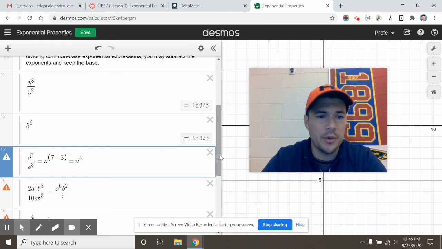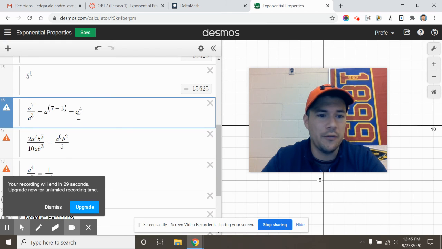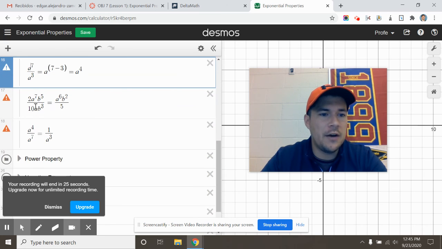Here's how it works with algebraic expressions. If I have a to the 7th over a cubed, that's going to be a to the 4th, because I can say 7 minus 3. If I have 2a to the 7th, b to the 5th over 10a b to the 3rd, the numbers continue dividing the same way. 2/10 is 1/5, so keep the 5 in the bottom. A to the 7th over a, you subtract and get a to the 6th. B to the 5th over b cubed, you get b squared. And that's a wrap. You can subtract from top and bottom. It's fantastic.